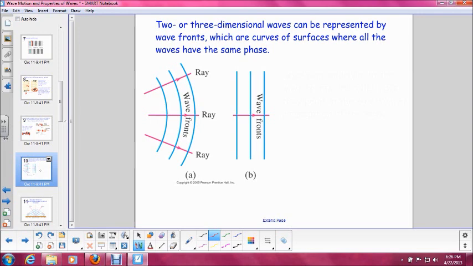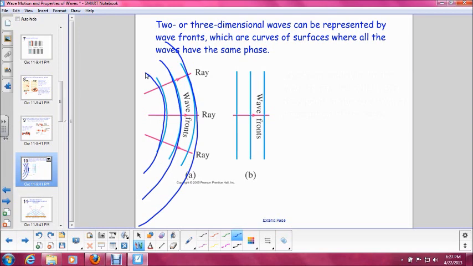So, if we throw a rock in a pond and it makes ripples in a circle, your wavefronts are going to look something like the first picture. They're going to be curved, and you can imagine them curving all the way around in a giant circle. And they're evenly spaced from each other.